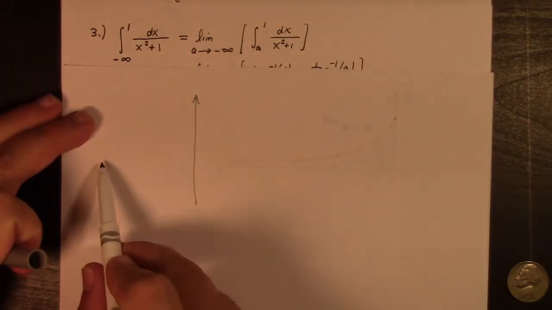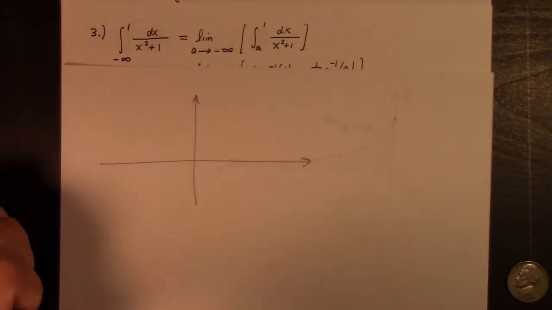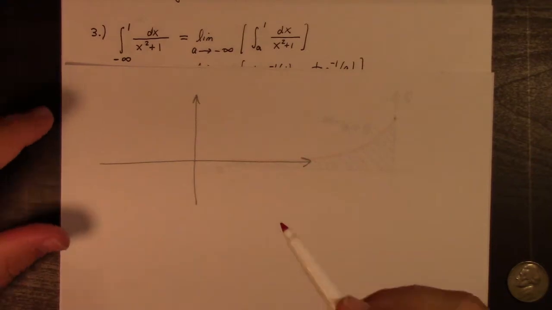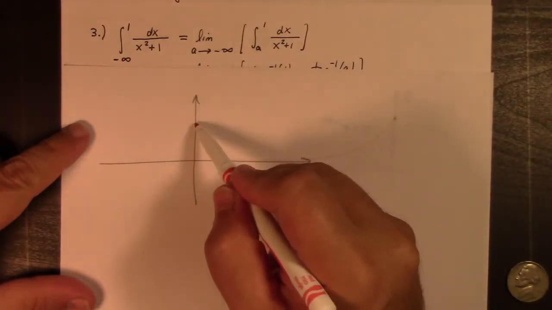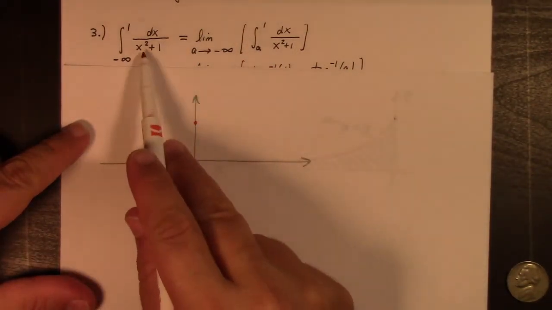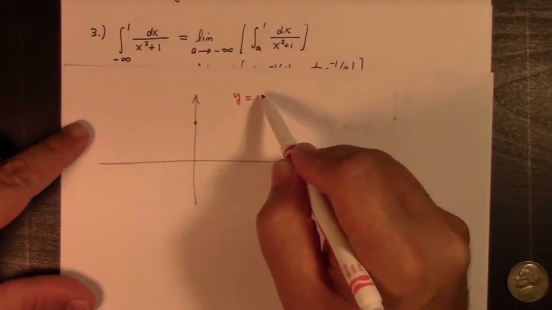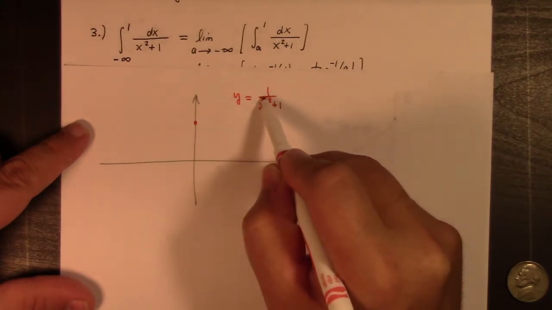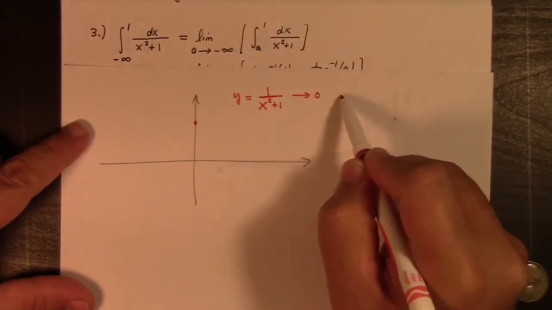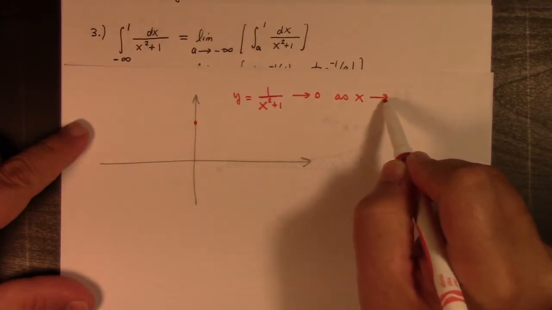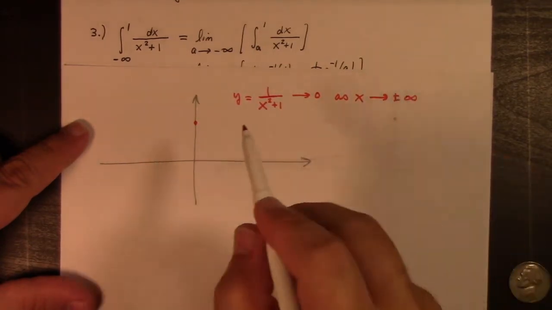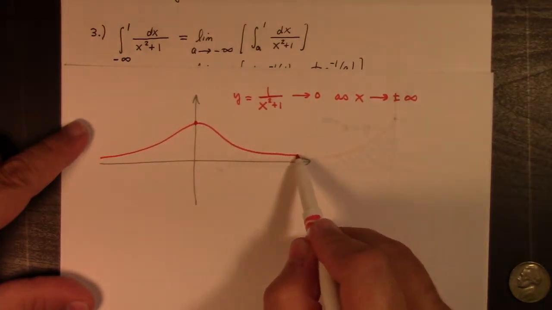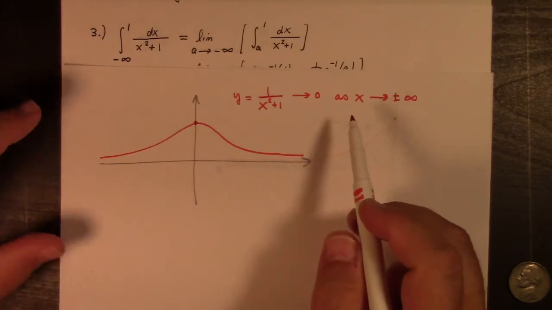It looks something like this. 1 over 1 plus x squared is its largest when x squared is smallest, which happens at 0. And as x goes to infinity, if you look at y equals 1 over 1 plus x squared, oops, I wrote x squared plus 1, which is the same thing, right? That goes to 0 as x goes to either plus or minus infinity, if you think about it. So this looks kind of like one of these deals. It should be completely symmetrical. My picture isn't quite right.